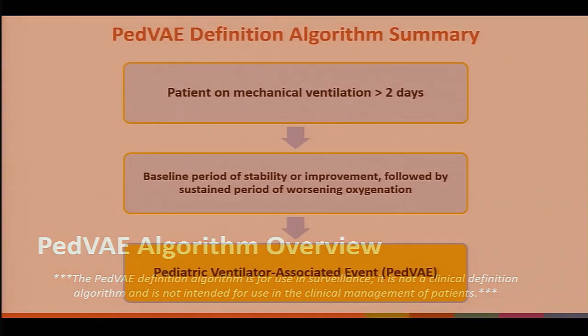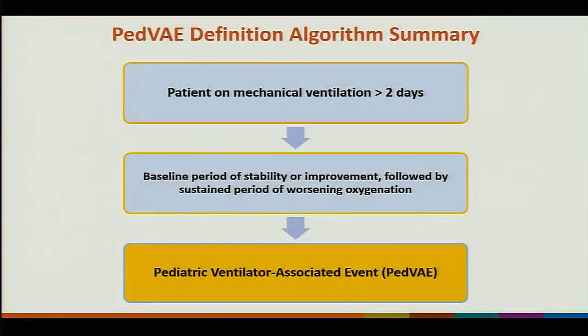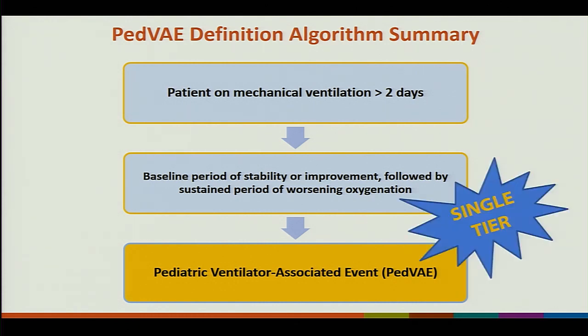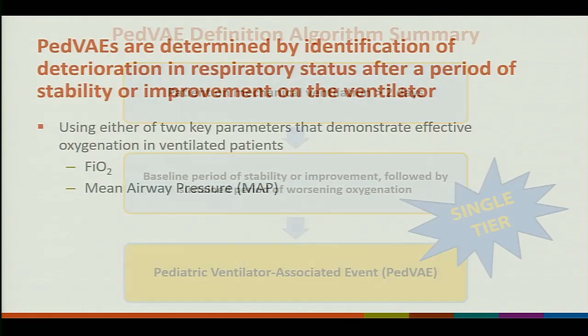Okay, let's take a look at the algorithm. It's short and sweet. It is one tier. It does not have the 3 tiers like adult VAE has. It is a single tier. The patient has to be on the ventilator for at least 2 days. Then you're looking for a baseline period of stability or improvement, and that is immediately followed by a sustained period of worsening oxygenation. And if that is met, per the protocol's guidance, you have a PedVAE identified.